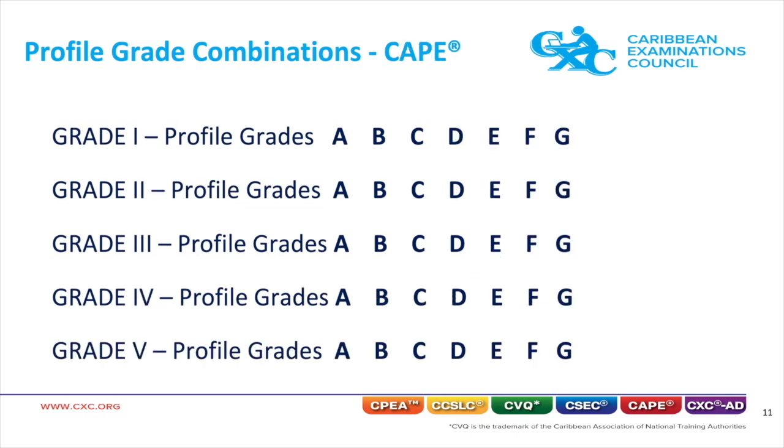CAPE candidates should note that for the acceptable grade bands, profile grades D, E, F, and G are not allowed for grade 1. Profile grades E, F, and G are not allowed for grade 2. Profile grades F and G are not allowed for grade 3 and grade 4. Profile grade G is not allowed for grade 5.